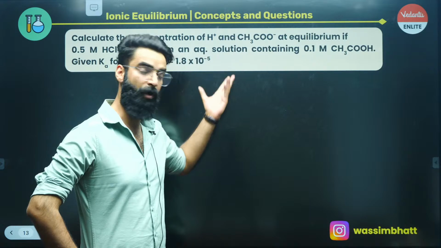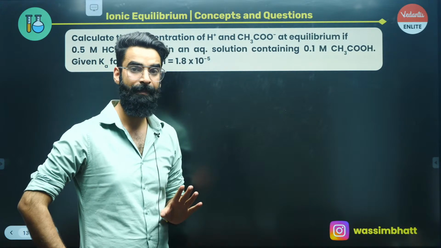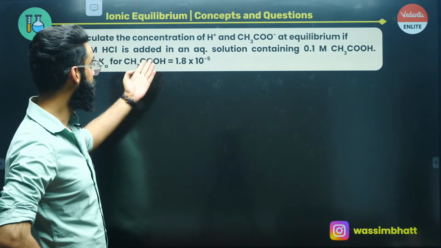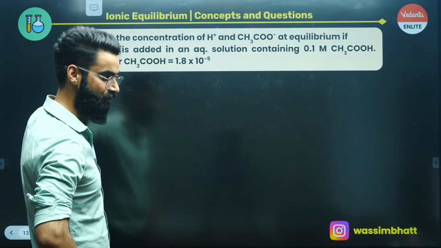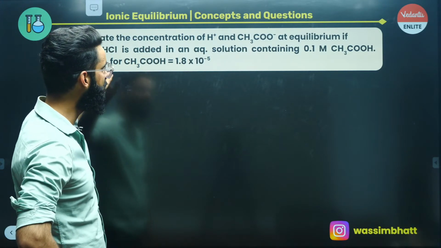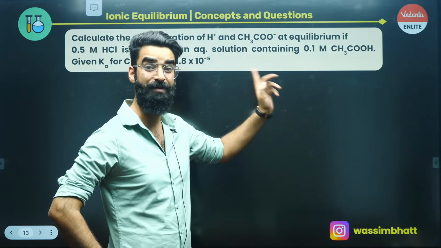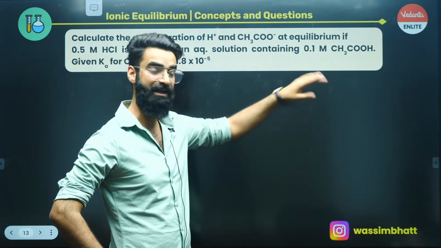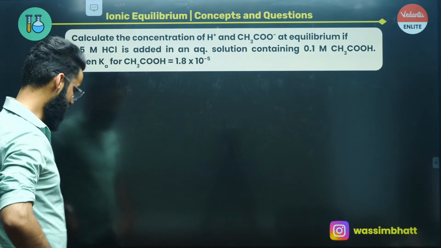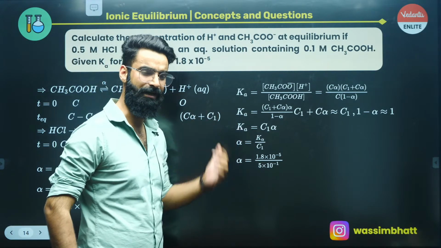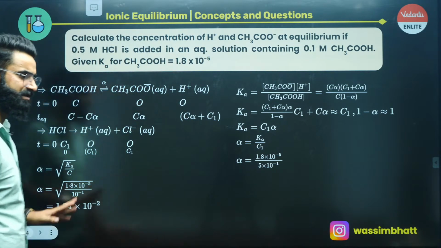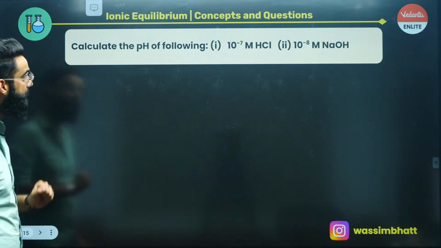Well, the concentration of common ion H positive is just going to be C1. C1 value you know, C1 is the concentration of strong electrolyte, 0.5. So the first question is done. Concentration of H positive, that means common ion, is 0.5 molar. And concentration of CH3COO negative is going to be C alpha, 0.1 multiplied by alpha, which you would have calculated. You just need to solve the question in the same way as I solved the earlier question. The procedure is just the same.